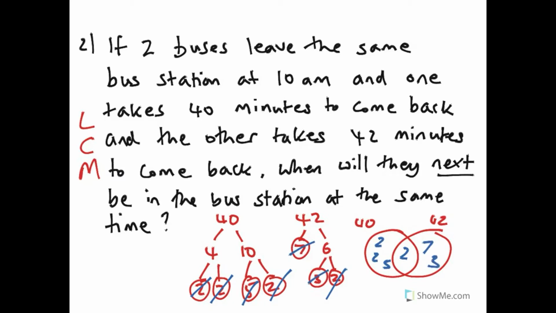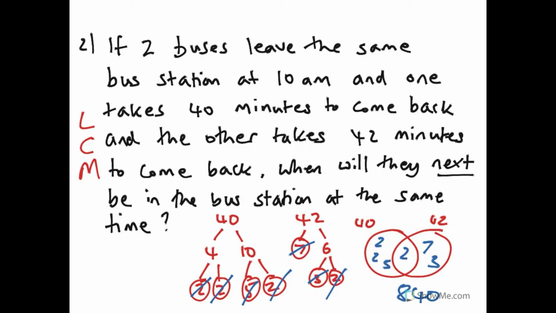Now to find the lowest common multiple, once they're in a Venn diagram like that, you multiply all the numbers together in the diagram. If you do 2 times 2 times 5 times 2 times 7 times 3, you get 840. And that's actually the number of minutes before the buses are in the bus station at the same time.